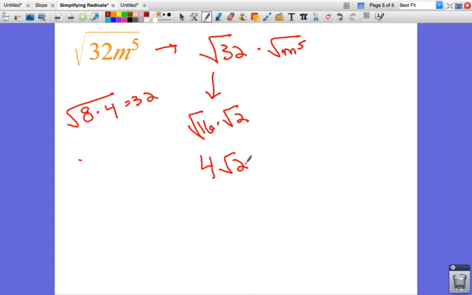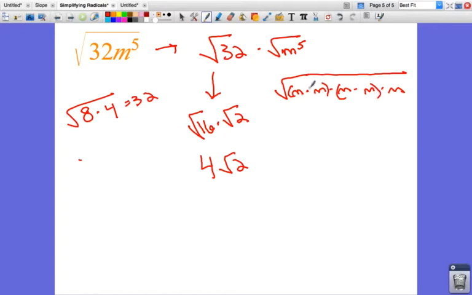Next, what I have is the square root of m to the 5th power. Okay, so if I'm trying to find the square root of m to the 5th power, I need to ask myself, well, what do I have inside of here? That's the same thing as the square root of m times m times m times m times m. And if we want to pull out a perfect square, we can pull out 2. So these two would be like m squared. This would be m squared.